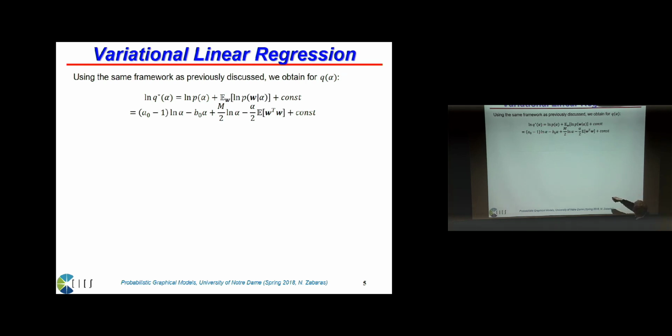So this is a gamma. This, we took as a Gaussian, so I'm taking the terms that depend on alpha. The rest I don't care about. And the expectation here is with respect to W. So what distribution do you think you get for Q of alpha here? Look, if this looks like a log gamma distribution, what do you think this is?